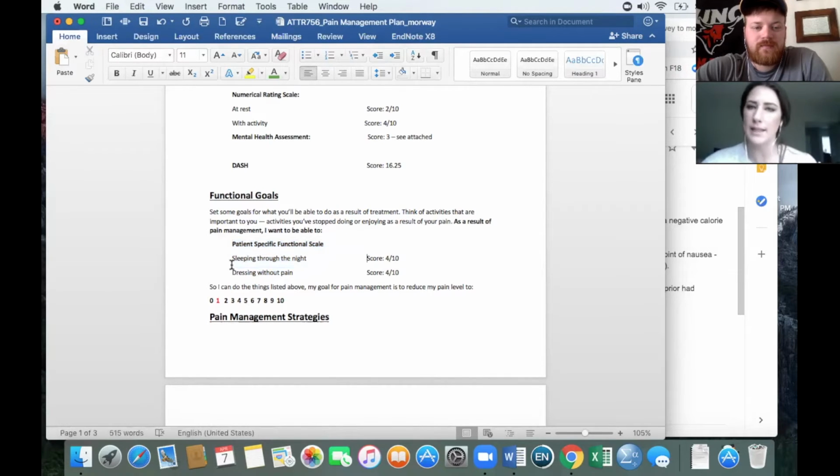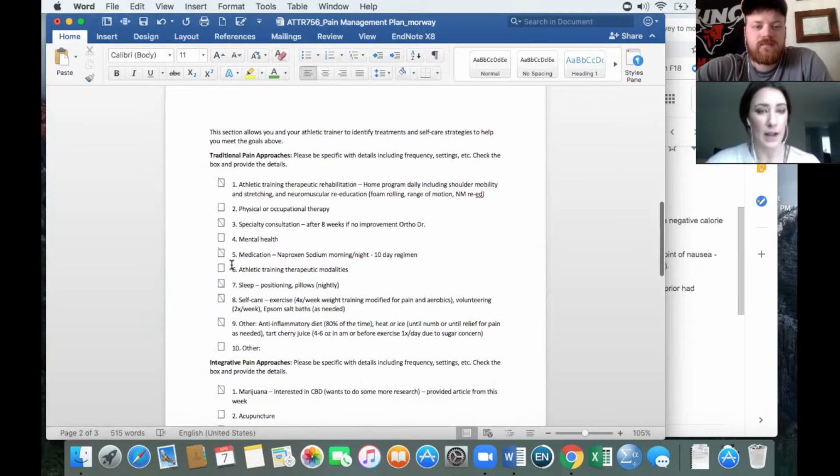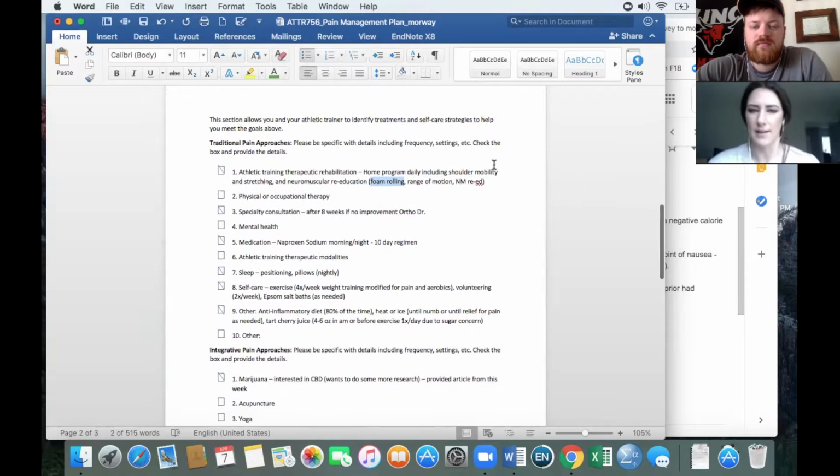And the two biggest concerns were dressing without pain and then sleeping through the night. So then as far as strategies go, super open to those natural things, especially the home program stuff. So we went over a lot of different things we could do to improve shoulder mobility and stretching, just range of motion and stuff like that. And I'd worked with her in the past too, and she saw a lot of benefit from the foam rolling. So we just continued to work on some of those things.